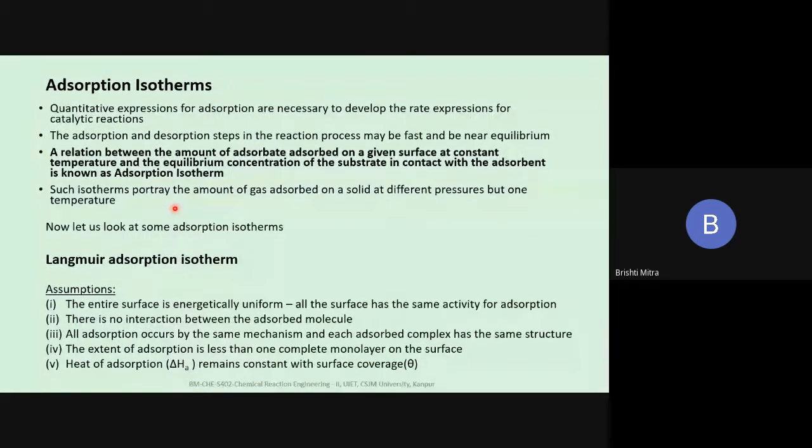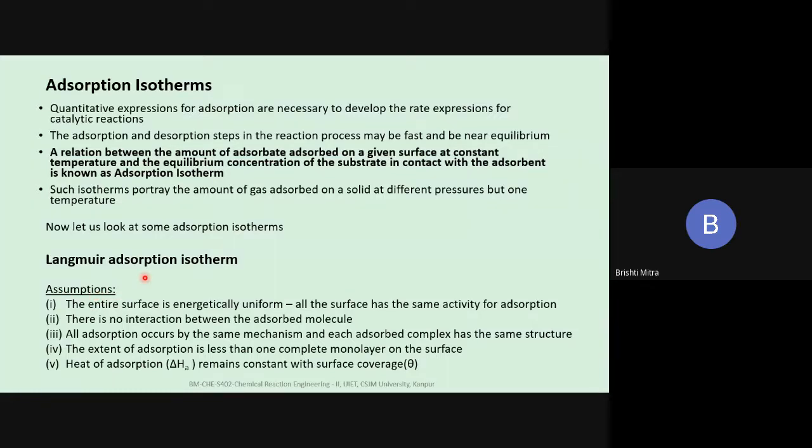So based on this, let us first look at the simplest adsorption isotherm that we have, and this is known as the Langmuir adsorption isotherm. So what do we have? What are the assumptions in the Langmuir adsorption isotherm? Let us see what the assumptions are and try to understand each one of them.